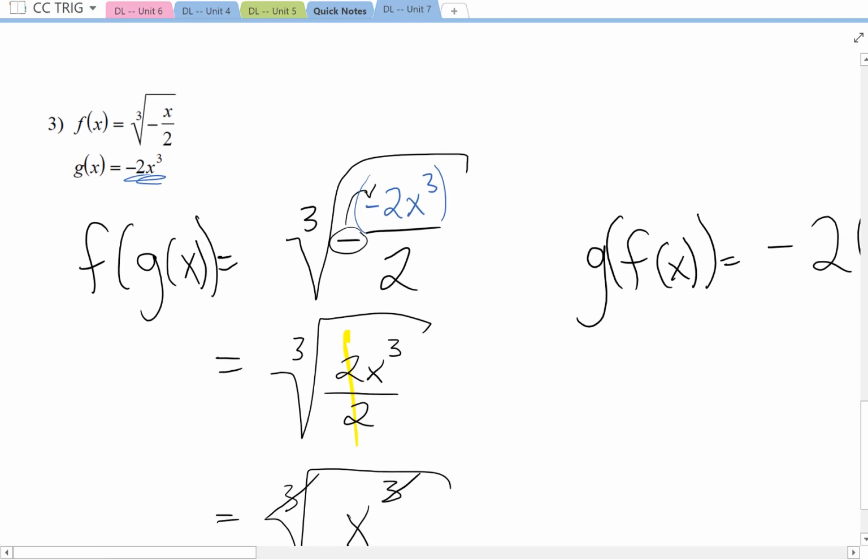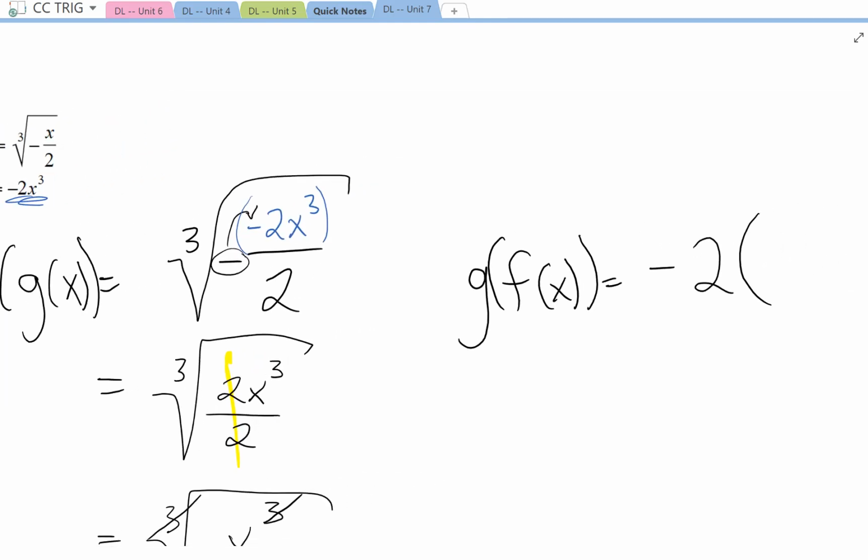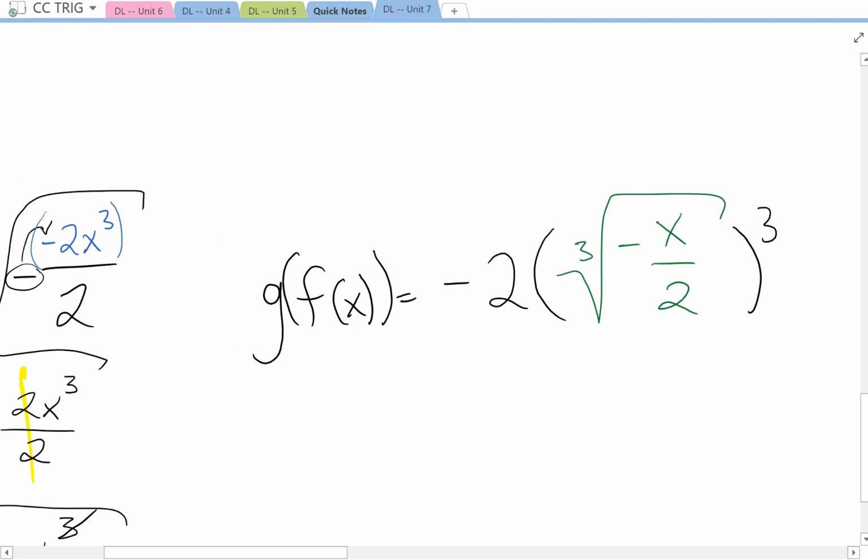And whatever's being cubed is the f function, which is cube root negative x over 2. My first question is, can I cross off the cube root and the cube? Okay, sometimes you can, sometimes you can't. So when can you and when can't you? Well, notice that inside of these parentheses, it's all under the cube root. So if it's entirely being cube rooted and entirely being cubed, then you can cross those off. Okay, then those are effectively doing the opposite of each other.